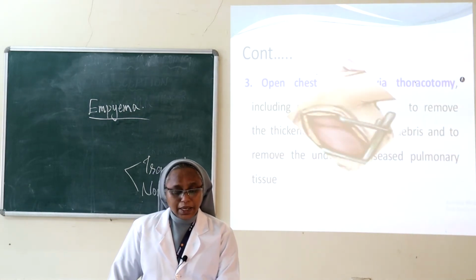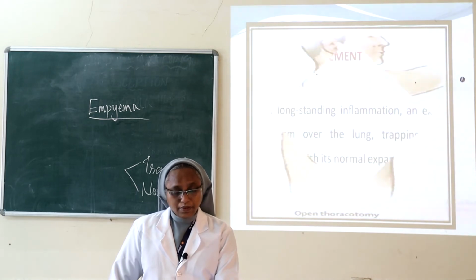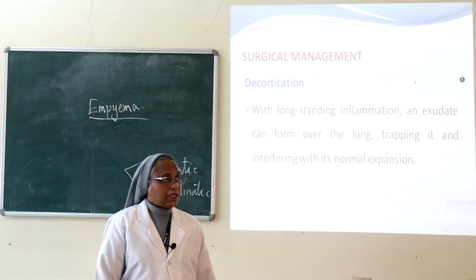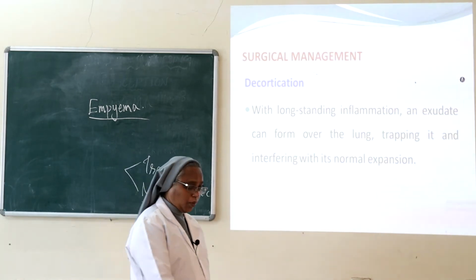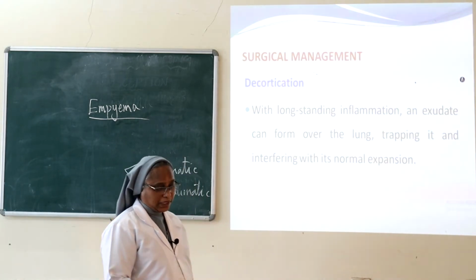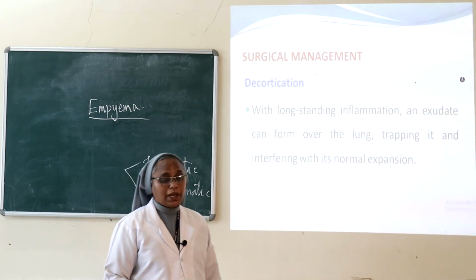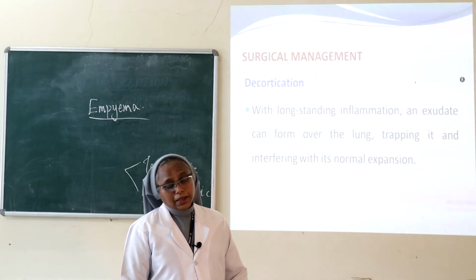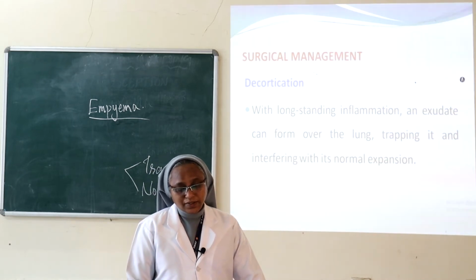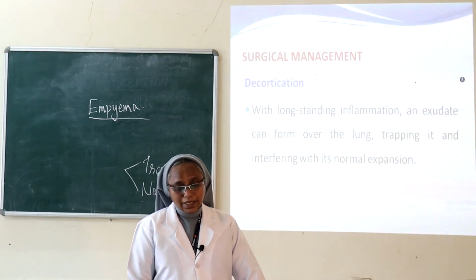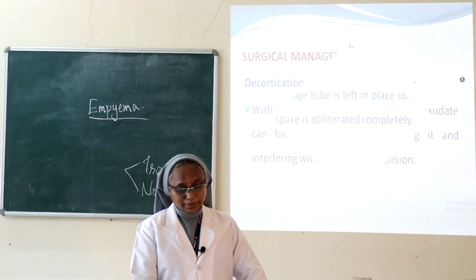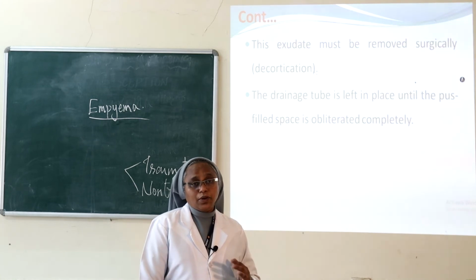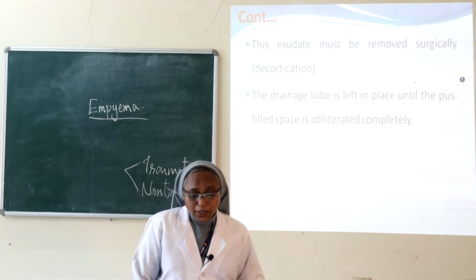Coming to the surgical management, that is called decortication. With long-standing inflammation, an exudate can form over the lung, trapping it and interfering with its normal expansion. Decortication means we will be removing the exudate along with the pleural layers. This exudate must be removed surgically, and the removal of this exudate is called decortication.